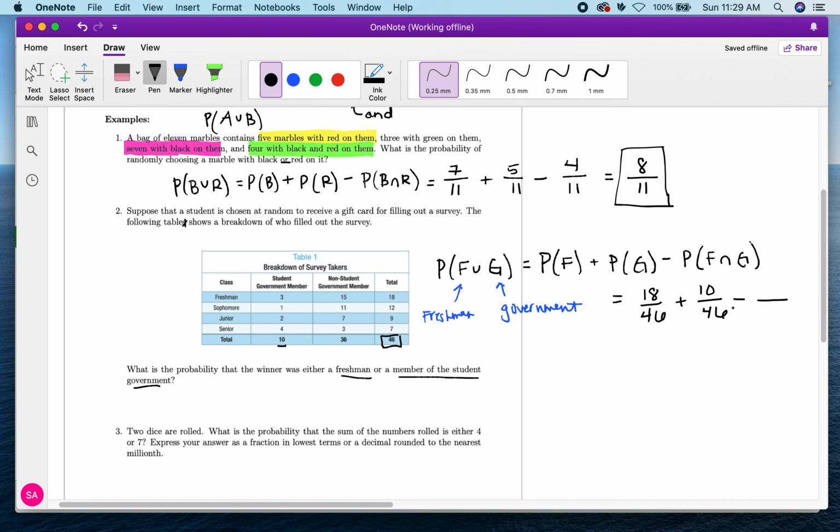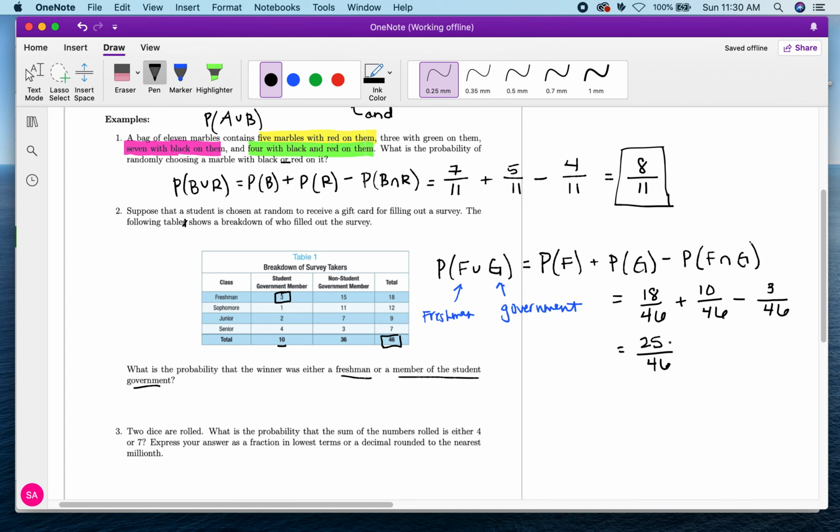Now we want to take away the intersection of those two, what's in common, so we're not double counting. And basically we're going to look at the intersection of that column and row, freshman and student government, and there's 3 people that are both a freshman and a student government member, so 3 out of 46. And just like the last problem, with addition and subtraction of fractions, you keep the bottom the same, and we just go across the top, and you should get 25.